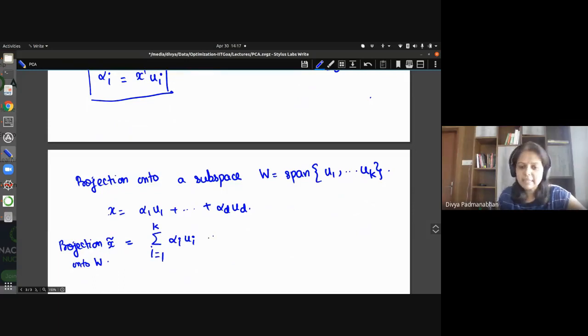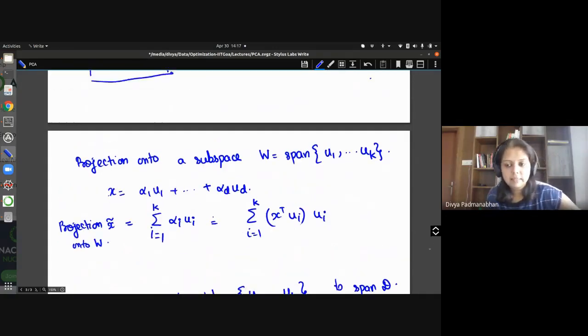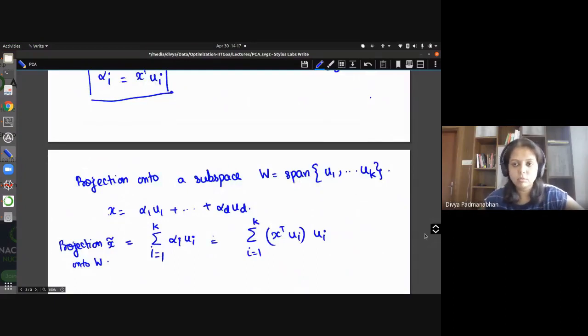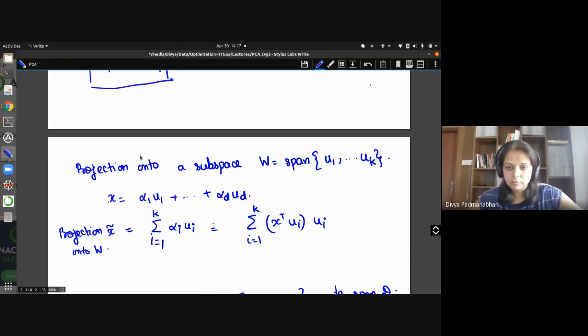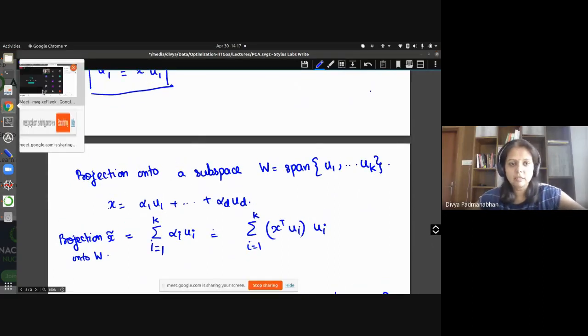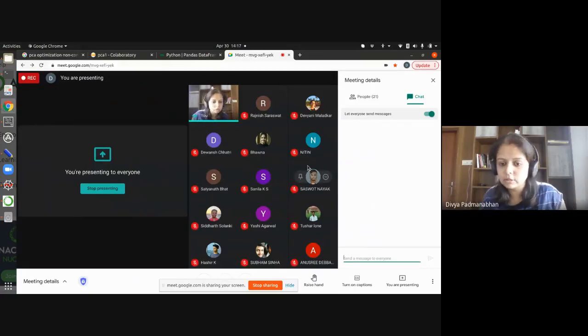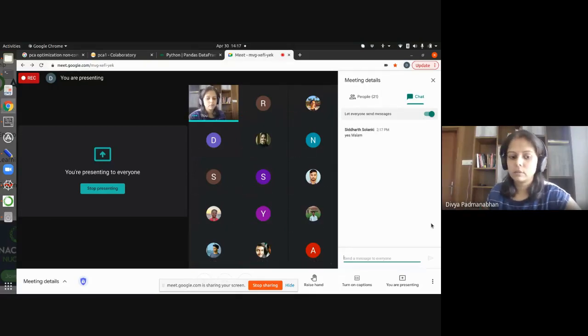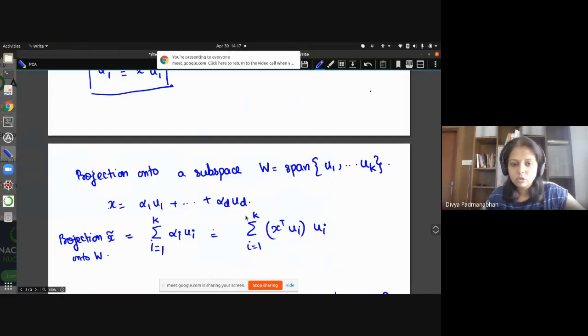These alphas are the same alphas. So this is just going to be x transpose ui times ui. This is the coefficient that you will get. I hope this idea is clear. Please stop me if there are any questions on this. Can I just get a yes or no if things are clear or not? Yes. Okay, good. Let's just move ahead.